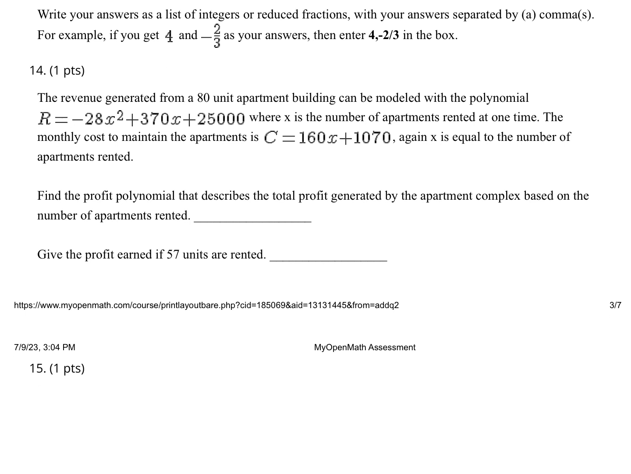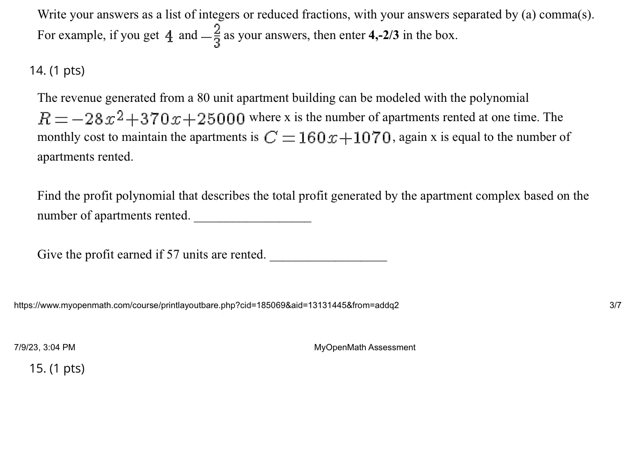All right, 14. The revenue generated from an 80-unit apartment building can be modeled with a polynomial given by R, where X is the number of apartments rented at one time. The monthly cost to maintain the apartments is given by the equation C. Again, X is equal to the number of apartments rented. Find the profit polynomial that describes the total profit generated by the apartment complex based on the number of apartments rented.